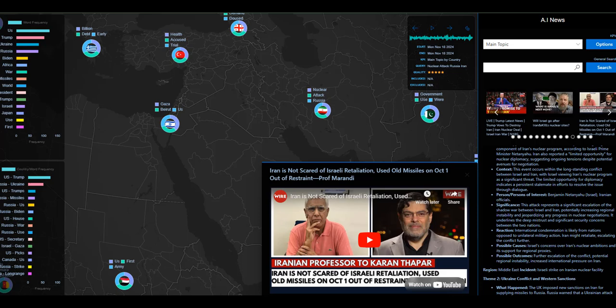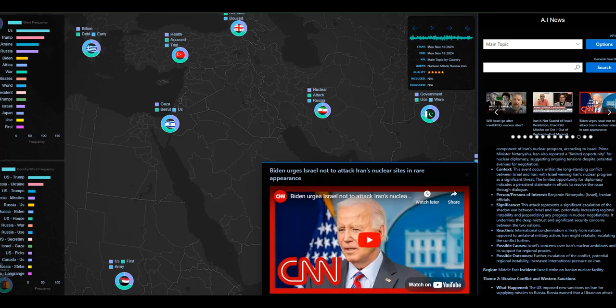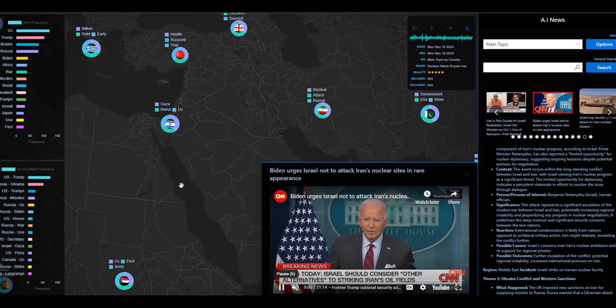Significance: this attack represents a significant escalation of the shadow war between Israel and Iran, potentially increasing regional instability and jeopardizing any progress in nuclear negotiations. It underlines the deep mistrust and significant security concerns between the two nations.